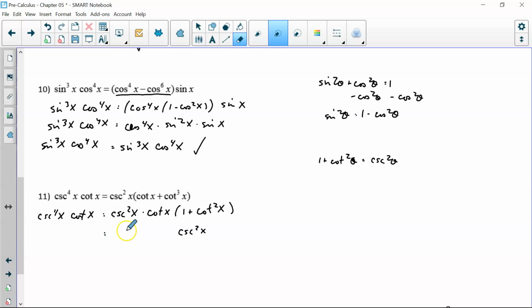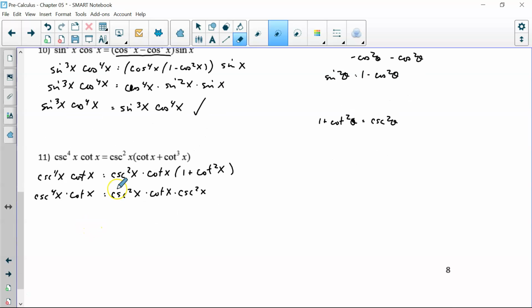So on the right-hand side, I have cosecant squared x times the cotangent of x times the cosecant squared of x. So when I do that, cosecant squared times cosecant squared is cosecant to the fourth of x times the cotangent of x. And that's the same thing we have on the left-hand side. And there we go, we just verified.